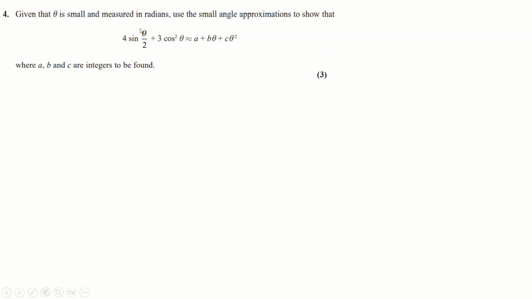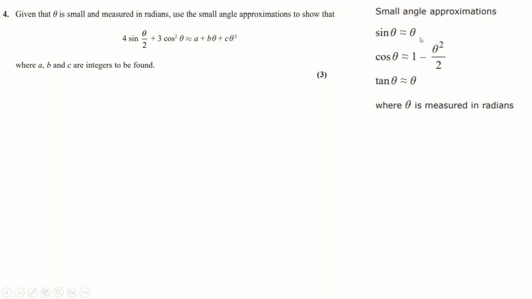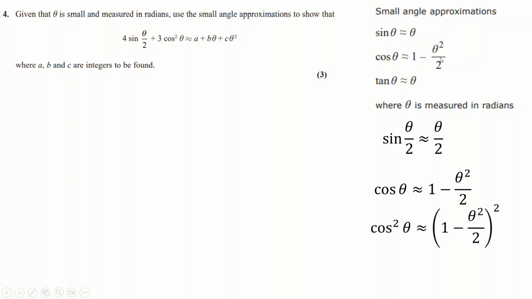Question number 4. So small angle approximations are in the book. Good, so we have those. So sine theta over 2 is going to be approximately equal to theta over 2. We can just put that in there. Cos squared theta is going to be approximately equal to this thing squared, which is, I'll expand that in a second. And of course I can just times all that by 3 as well.